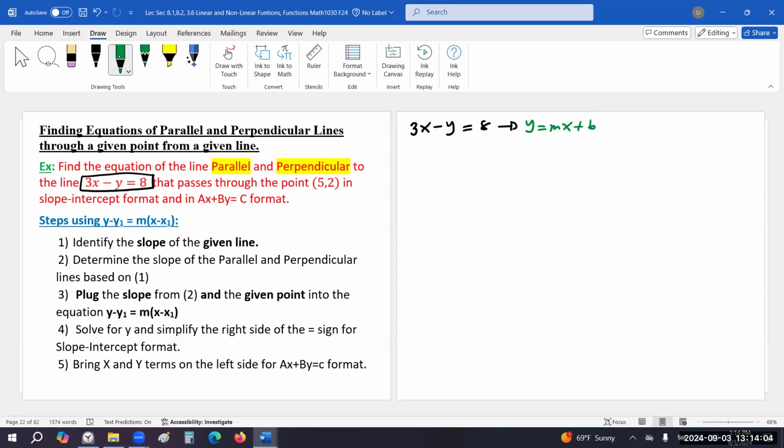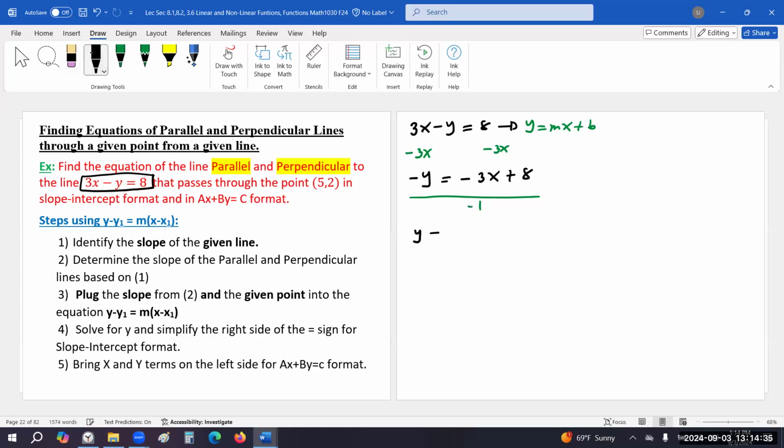So how do you solve for y? Isolate. How? Subtract 3x. We subtract 3x. So we get negative y is negative 3x plus 8. Is our y alone yet? No. So what do you have to do now? Divide by -1, or you can multiply by -1.